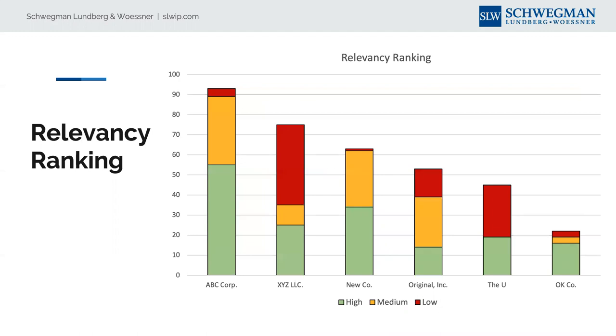And here where we were talking about the relevancy, as we said before, your search might pick up a lot of noise and you don't want that noise to affect your analysis. So if we look at it by relevancy, you see that, in this example, XYZ LLC, although it got a lot of hits, when you take out the non-relevant, the ones that are ranked low here in red, its portfolio shrinks quite a bit. Same thing with the U that's shown here. And this can be done. I think that's it for this slide.